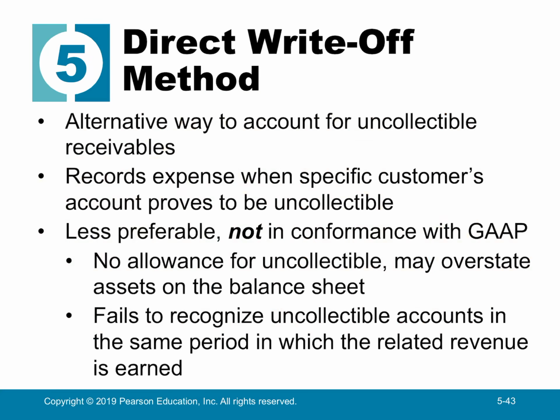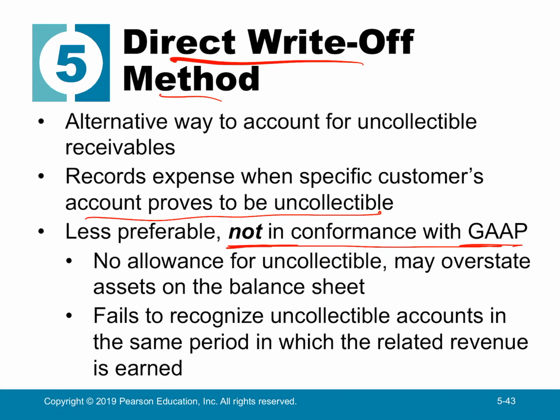You know, the nice thing would be just to do the direct write-off method, right? So wait until a customer actually proves to be uncollectible and then do it. Unfortunately, this is not going to conform with generally accepted accounting principles, so it's not allowed. You must use the method of creating this allowance.